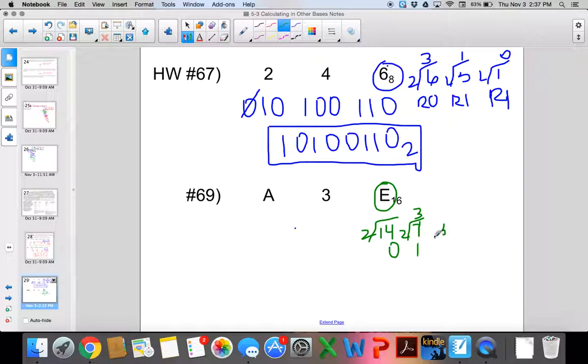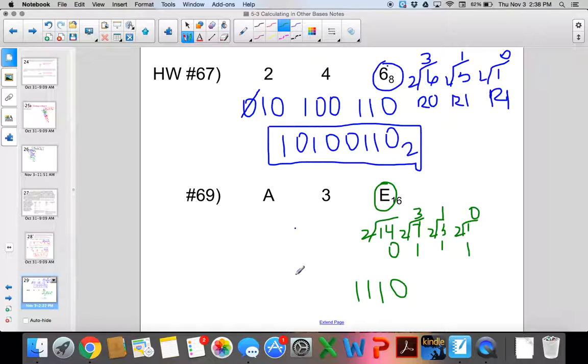3 divided by 2 is 1 with a remainder of 1. And 1 divided by 2 is 0 with a remainder of 1. So remember, you stop when your quotient is 0. So when you write these, you get 1, 1, 1, 0. And you should, because 8 plus 4 plus 2 plus 0 equals 14.